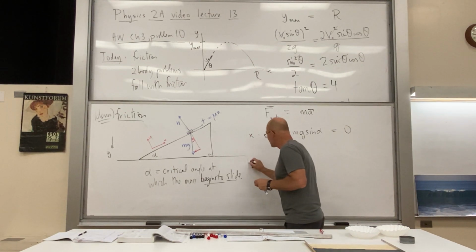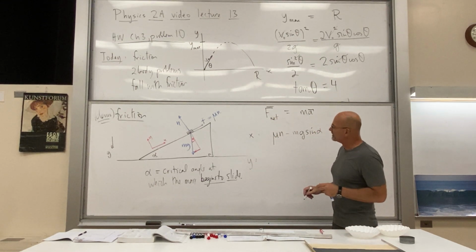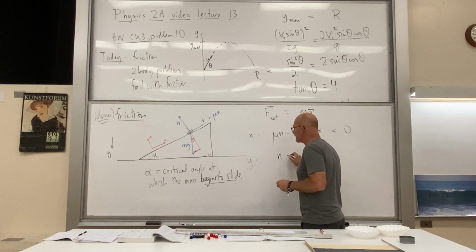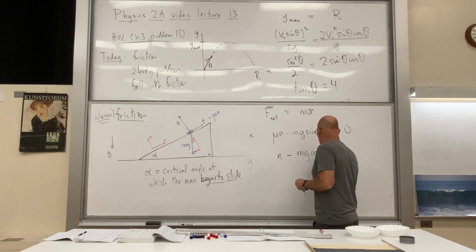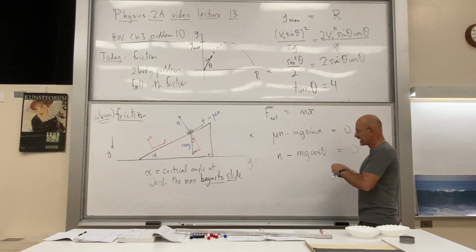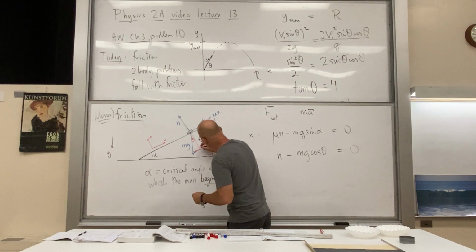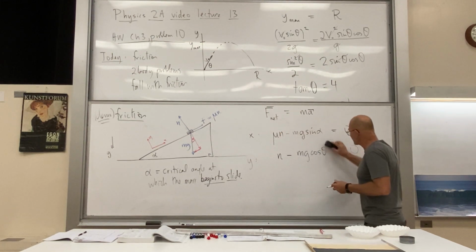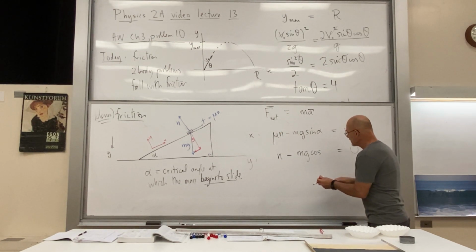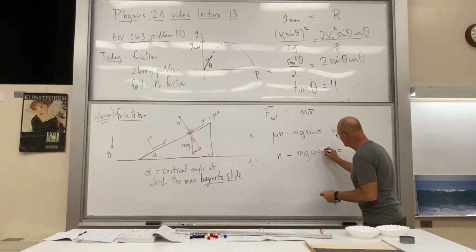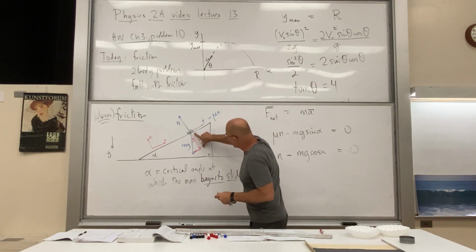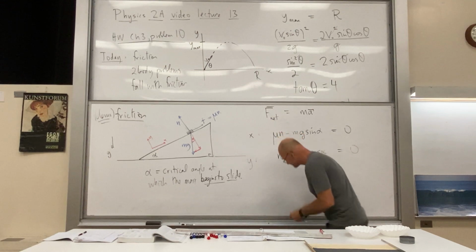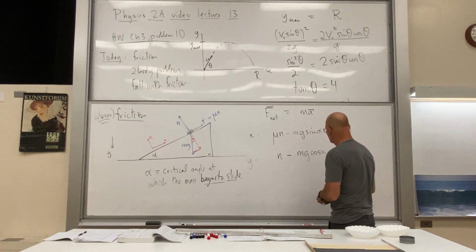Okay. The y component, and this is what we had last time as well, we have n minus mg cosine of alpha is equal to 0. Okay, these are these two components. My red vector there, mg sine alpha and mg cosine alpha. Okay. That was that part and that part there. So make sure you recognize and understand the analysis of this triangle.